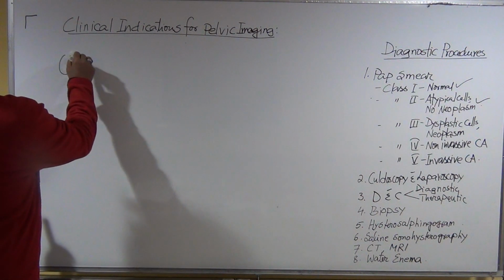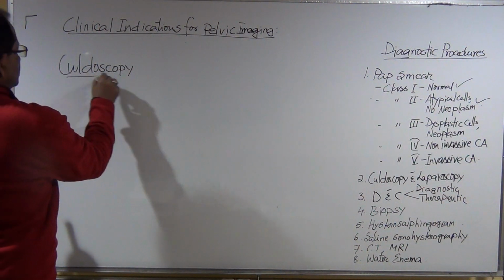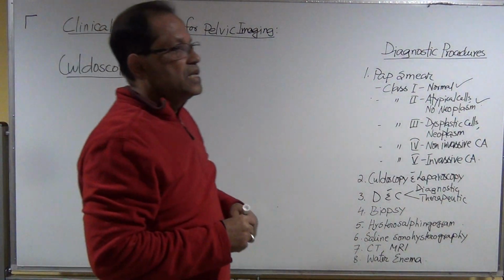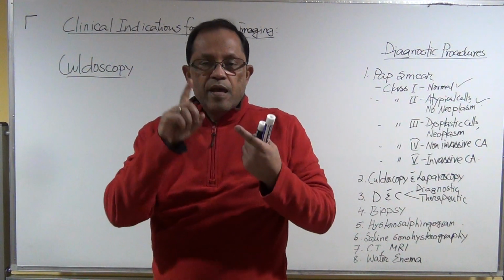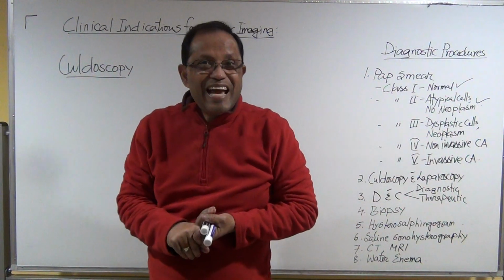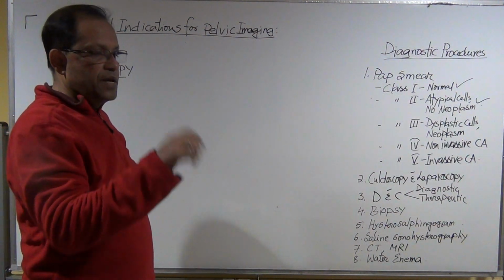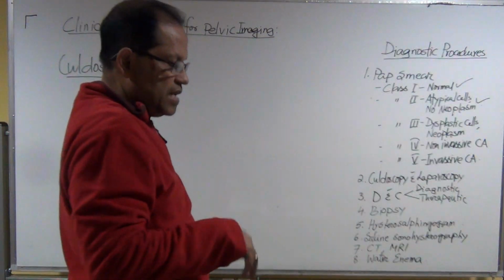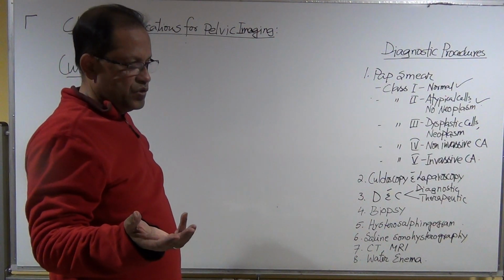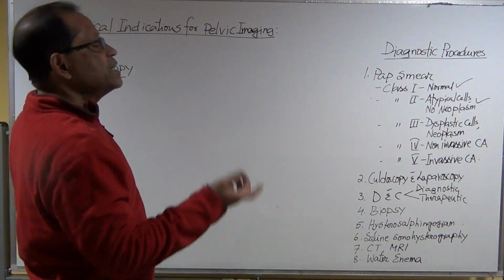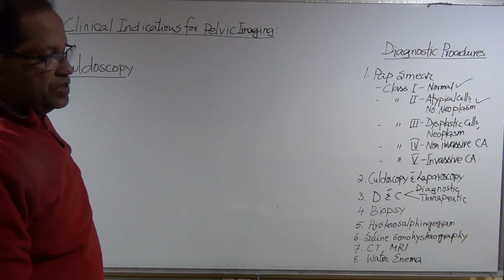Okay, culdoscope. A culdoscope is an instrument that has a magnifying lens like a microscope with light, and there's cauterization in the tip, and a cutting scissor and surgical instrument applications, and it is connected with a monitor. They send the picture to the monitor, and you can see all those things.